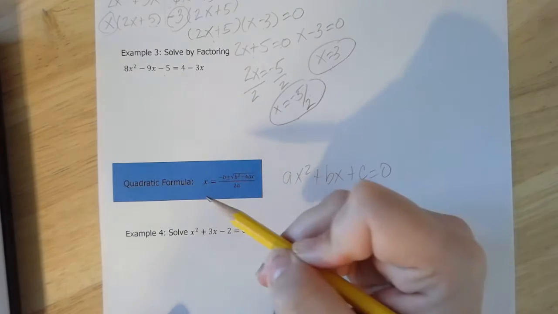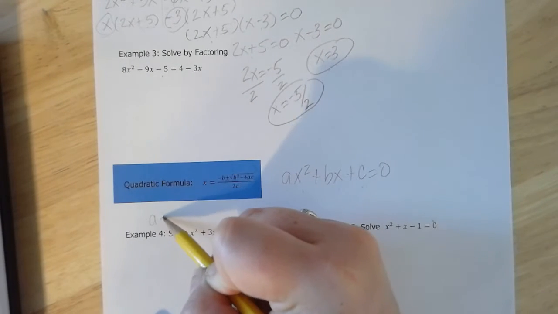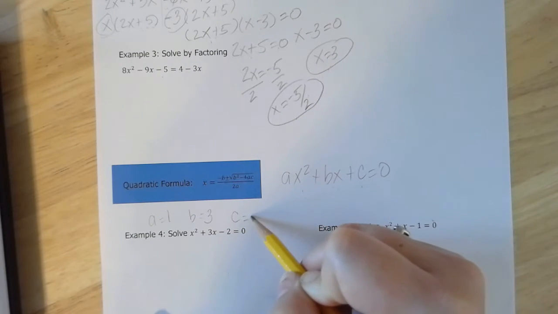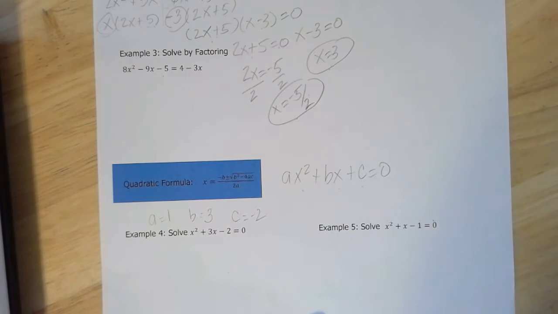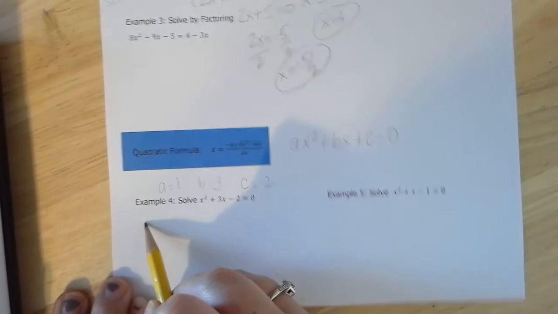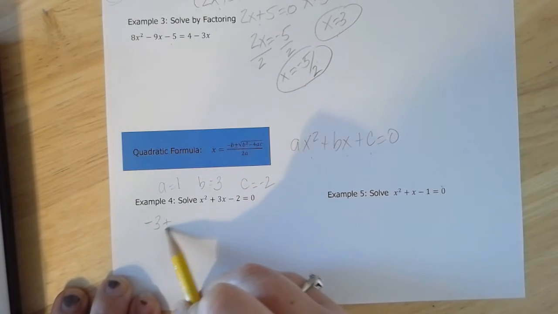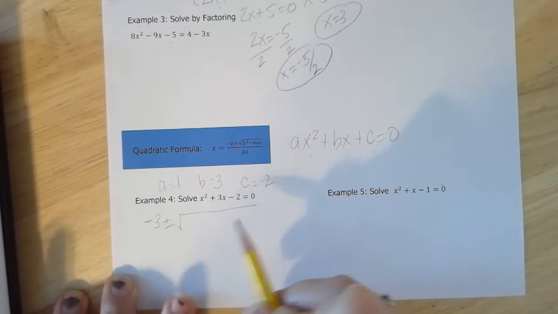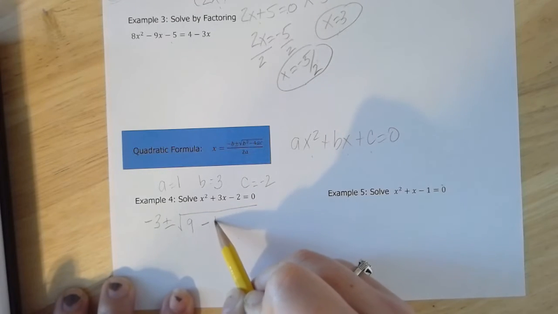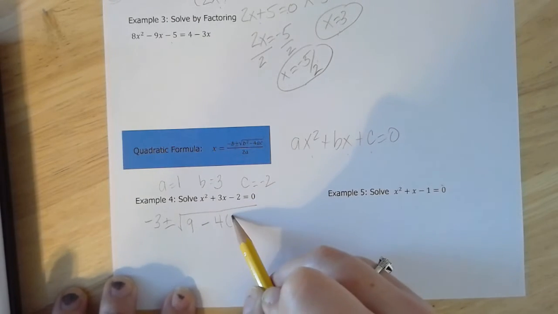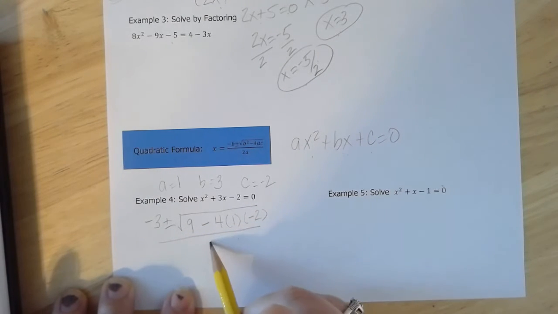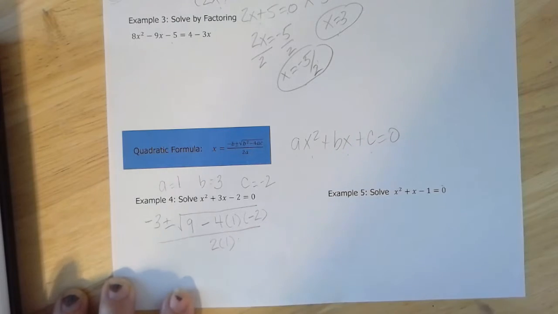So I like to label and say what my values are. a equals 1, b equals 3, and c equals negative 2. You're going to plug them into the formula. Negative b, which is negative 3, plus or minus the square root of 3 squared, which is 9, minus 4 times my a value of 1 times my c value of negative 2, all over 2 times my a value of 1.